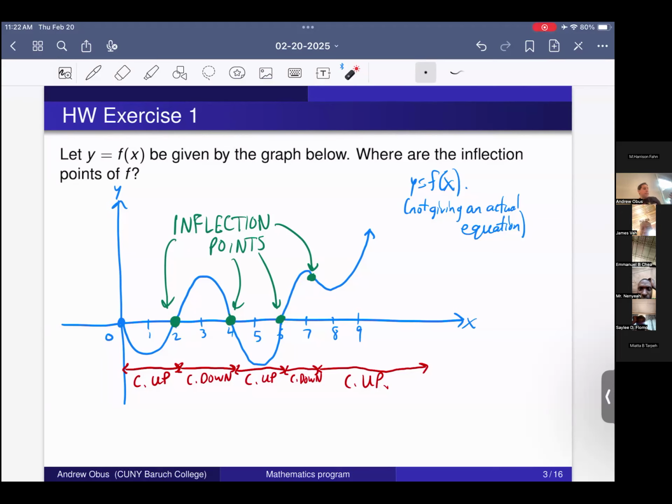So an inflection point is any time you've got any change between concave up and concave down or concave down to concave up. It doesn't matter which direction the change is. So all the question really needs you to do is find all of the inflection points. Okay, sir. Great. Thanks. So approximately 2, 4, 6, and 7.5 as James writes. Yeah, so that's good.